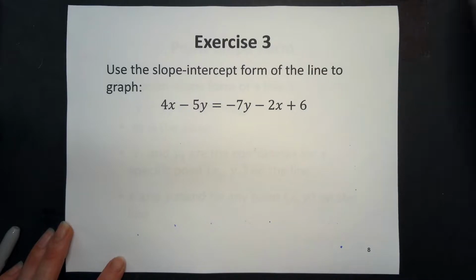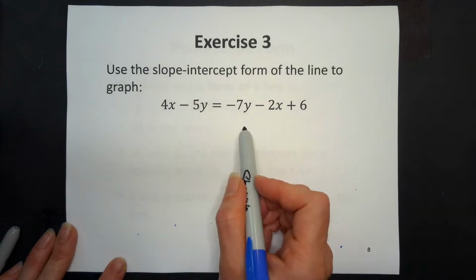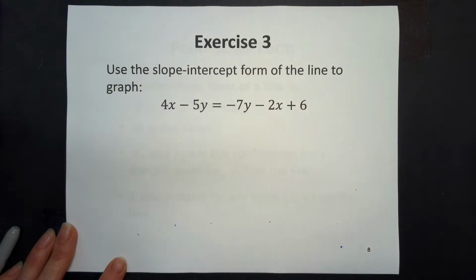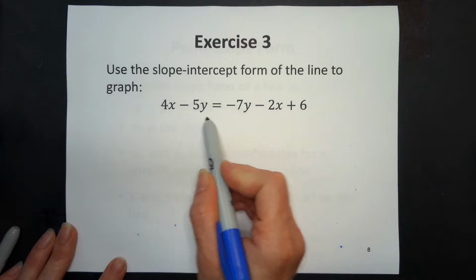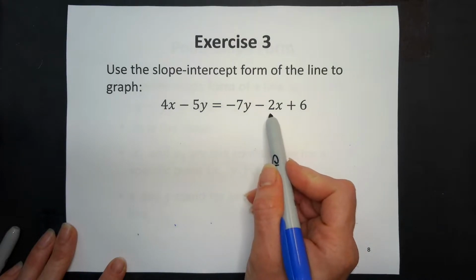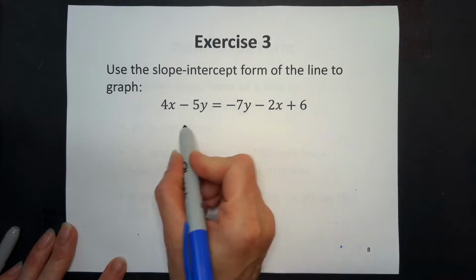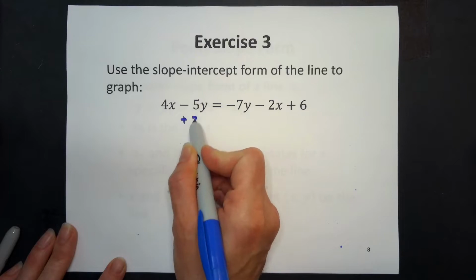Use the slope-intercept form of a line to graph. So we want to graph this equation using the slope-intercept form of a line, and we have 4x minus 5y equals negative 7y minus 2x plus 6. So I want to get my y's all on one side, so I'm going to add 7y to both sides.